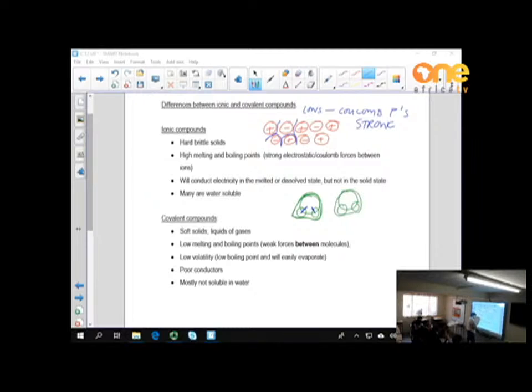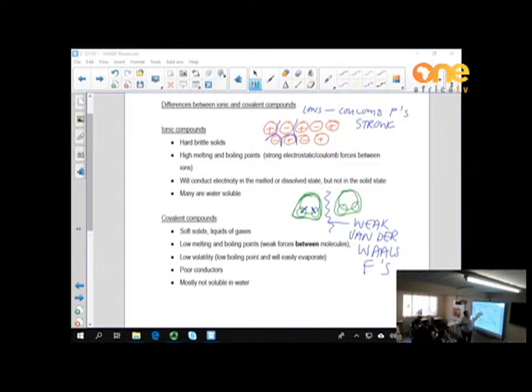what forces exist there? Those are weak. Van der Waals forces. All right. Between molecules, we have weak forces. Between ions, we have the ionic bond. It's a chemical bond. It's strong.